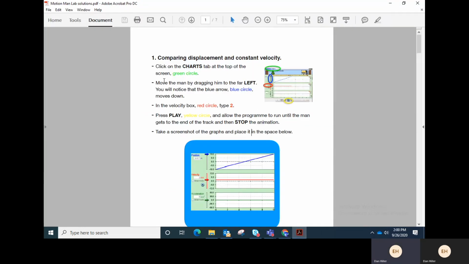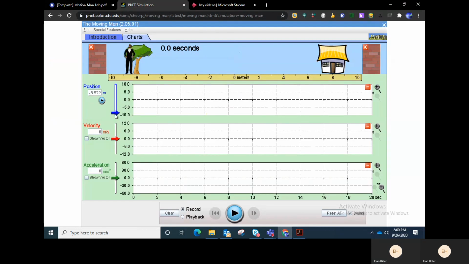Then what we need to do is it says to move the man by dragging him. I don't really want you to do that. Instead, take the blue arrow and move the blue arrow all the way down. If you drag the man, you're going to create a graph unnecessarily on all three of these graphs. So just use the blue arrow and move it all the way down like this. And that moves the man all the way to the far left.